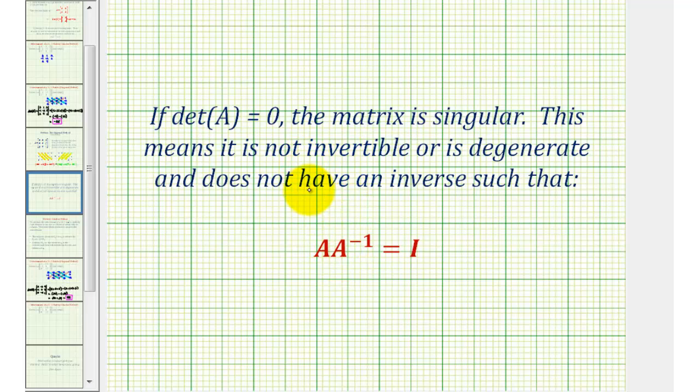But in our case, since the determinant was equal to 49, that means our matrix does have an inverse that would satisfy this equation.